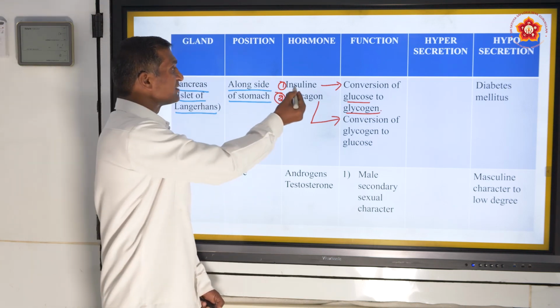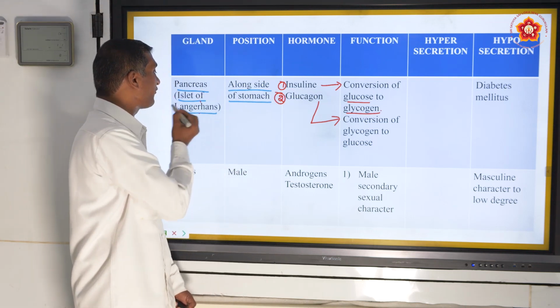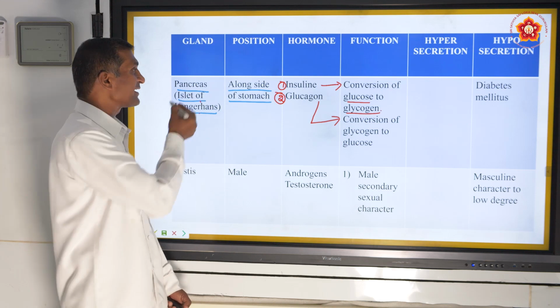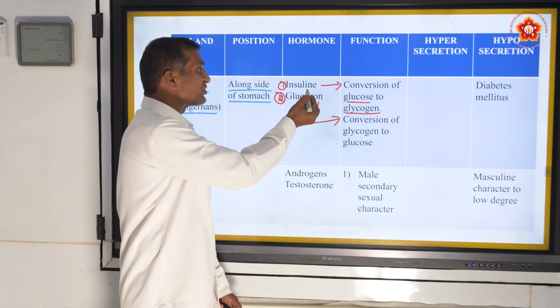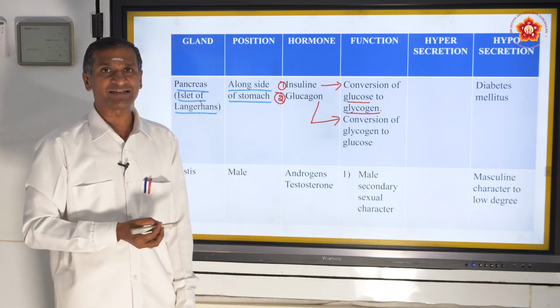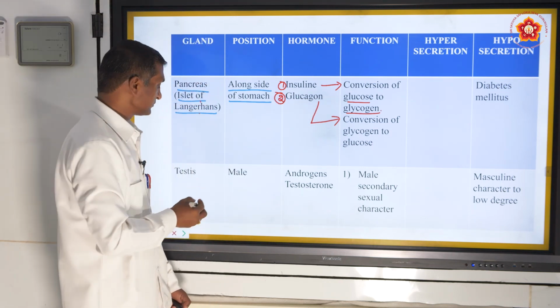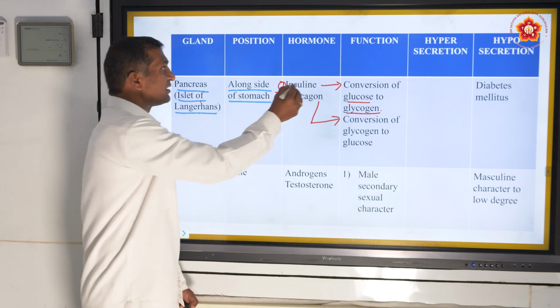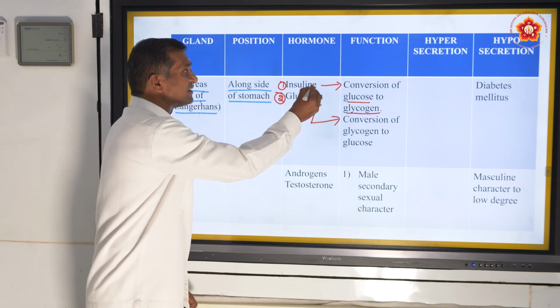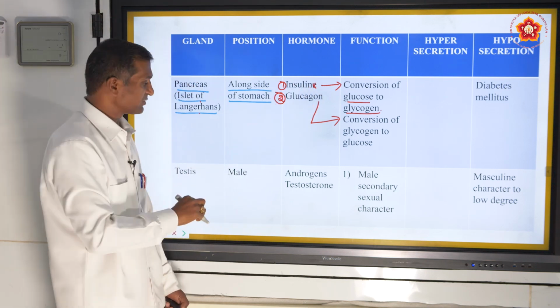That is about the islet of Langerhans in the pancreas, which produces two hormones, insulin and glucagon. Writing insulin alone is also enough. You can write that, there is no problem.